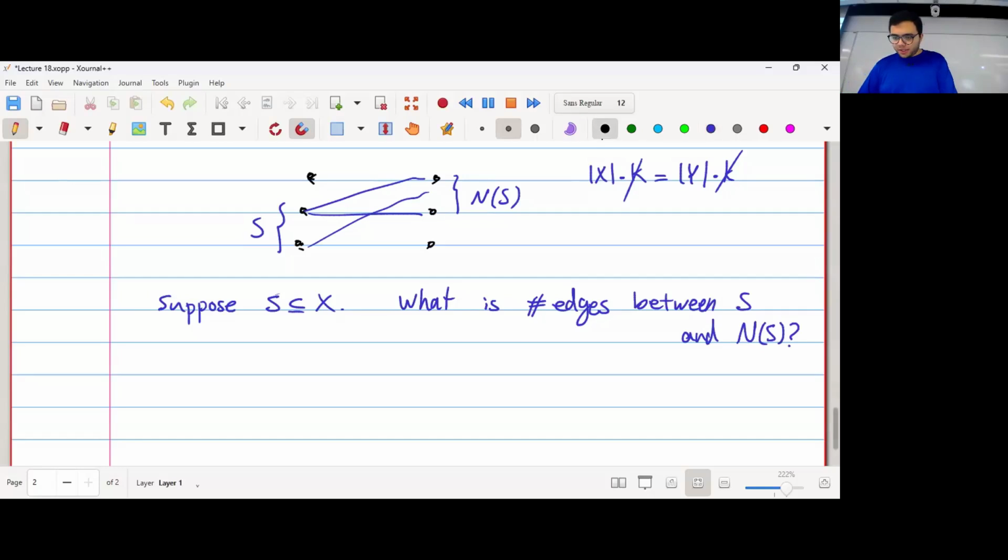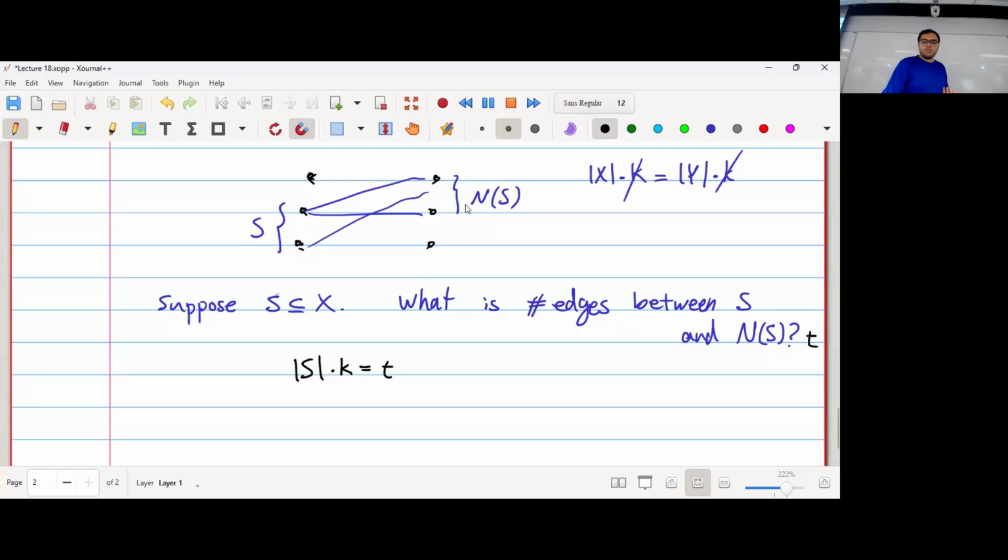Okay, let's give this some name. Let's call it, I don't know, T. Okay, what can I say about T? Well, I can count it from the point of view of S. I can say every vertex in S has K edges going out. So T is exactly going to be the size of S times K. Right? Now I can count it from the other side, from the neighbors of S. Again, here every vertex has K edges going out, but maybe some of them go to S, some of them may not go to S.